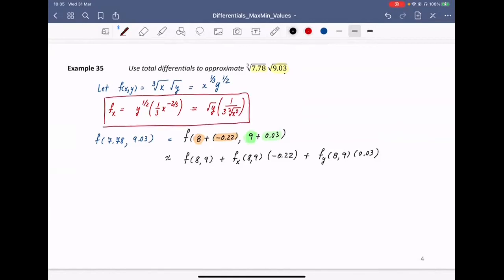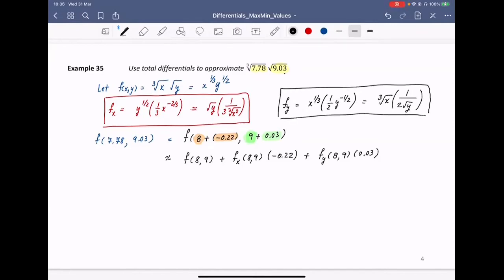All right, and then my f subscript y is going to be, well, I do not need to differentiate x, so x to the 1/3, and then for y to the 1/2, I differentiate to get 1/2 y to the -1/2, and that is going to give me the cube root of x times 1/2 square root y. All right, that is my f subscript y.